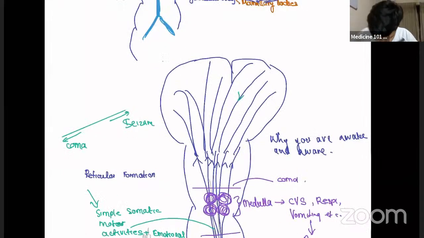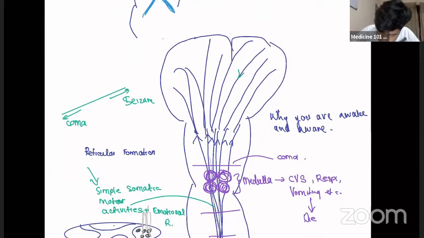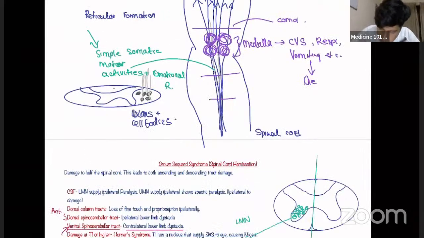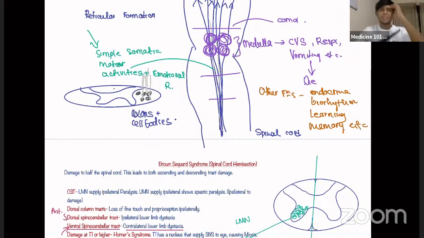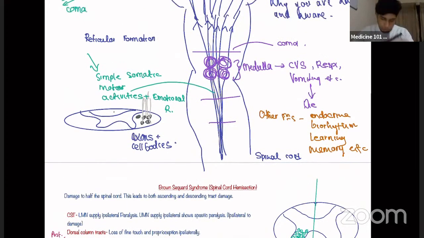And also, it has some other functions, just for completion's sake. Other functions: there's the endocrine, the biorhythm, learning, memory, etc. Okay.